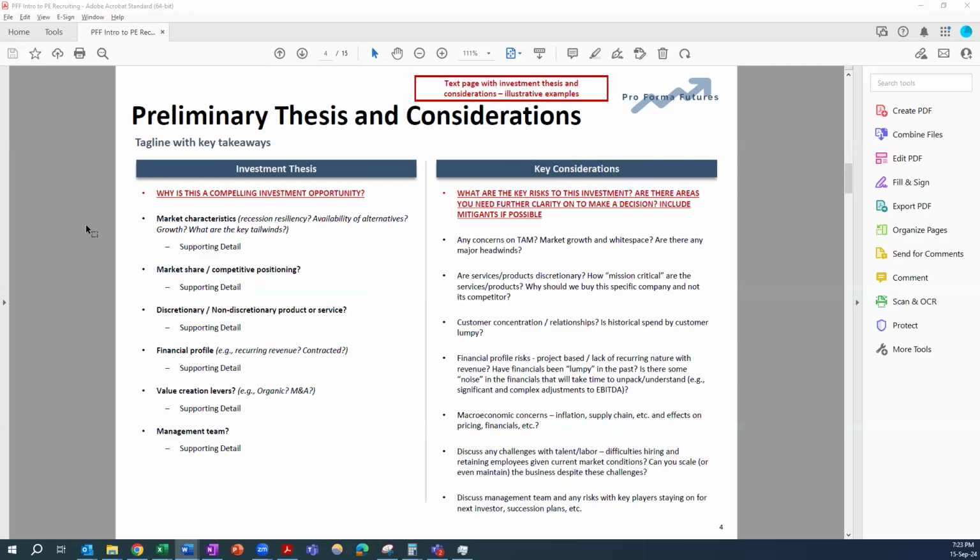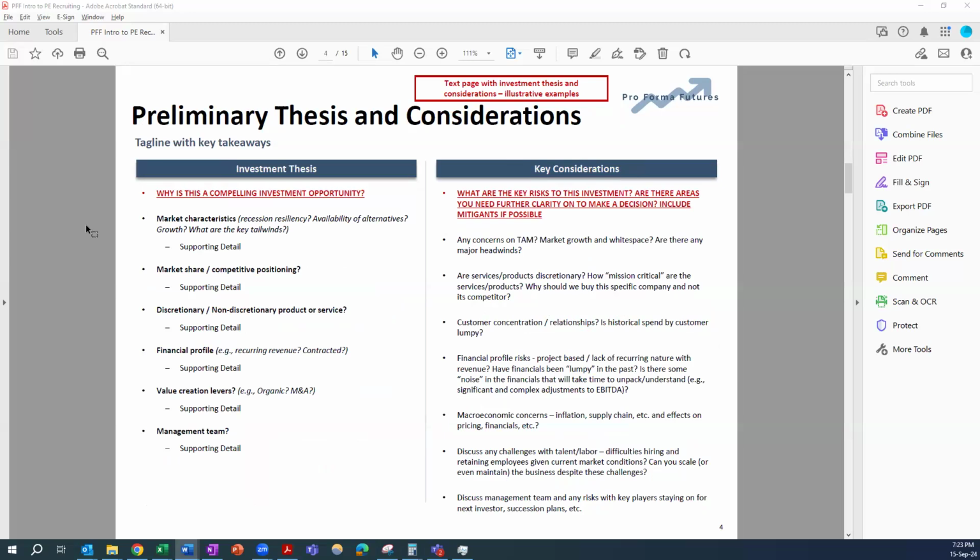Next slide is on the thesis and considerations and mitigants. So we've provided some examples. Your investment committee would, of course, want to understand why you think this business is interesting, and so this is your time to share your narrative of why you think this would be a good investment, and that typically will go in the investment thesis section.